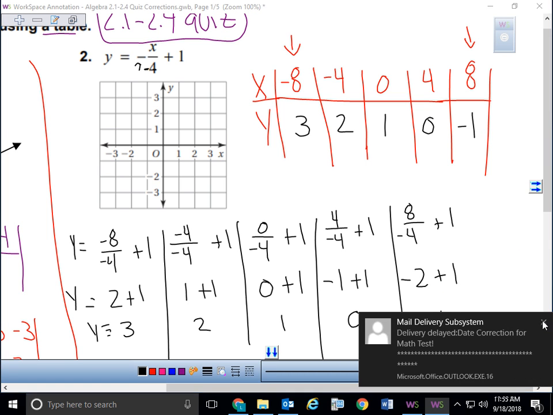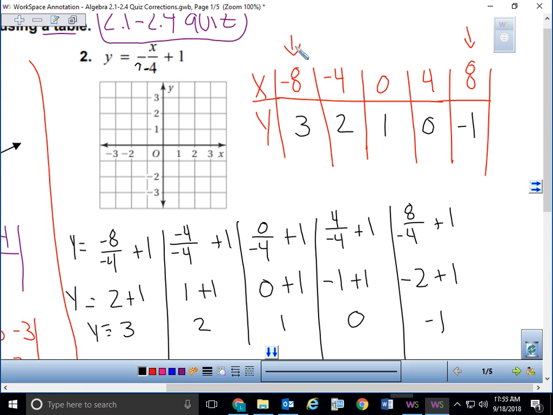So here I'm actually going to plot what I can. Remember what I said at the beginning, I can't plot these 8s. My graph is too small for that. That's okay. We're still just going to plot what we can. -4, 2: -4 is right here, up 2, stop, draw a point. 0, 1. 4, 0. And again, the 8 would be over here, and then our -8 would be way over here.